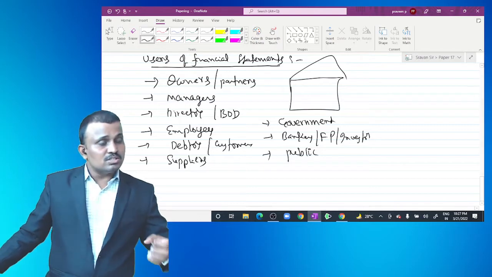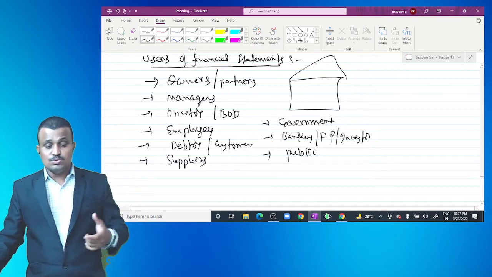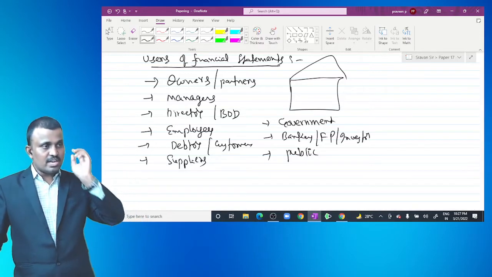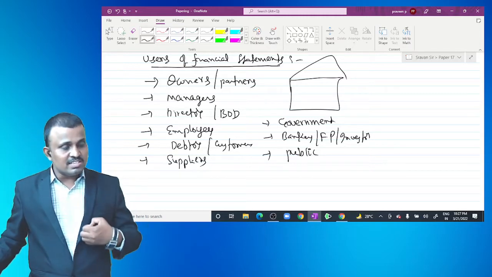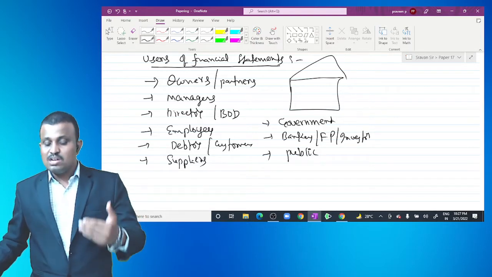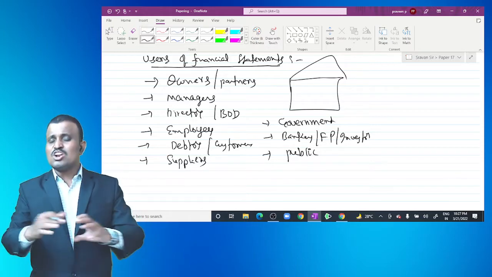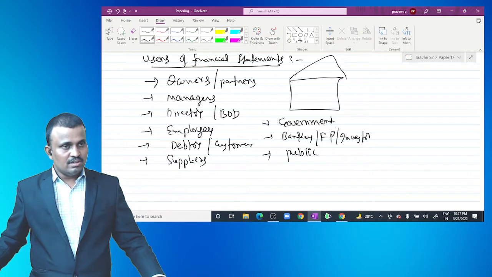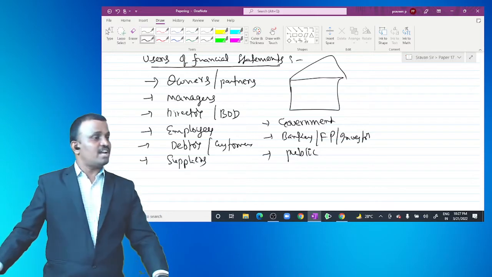So users are those persons who deal with the business in the day-to-day operations of the business. These are also called stakeholders of the entity. Stakeholders cover owners, partners, managers, managing director, board of directors, employees, debtors, creditors, government, bankers or finance providers, investors, or public. These are all covered under users of the financial statements. Everybody requires the financial information, but nobody requires the same financial information.